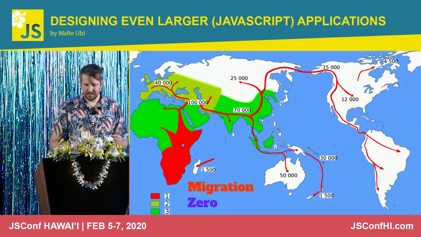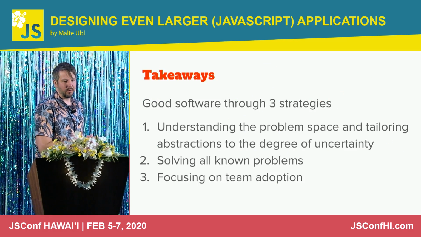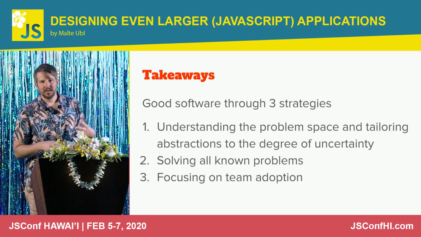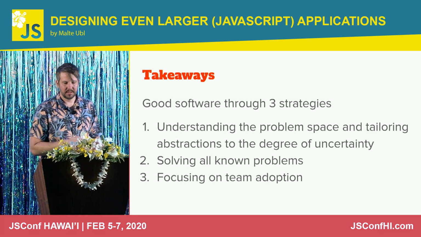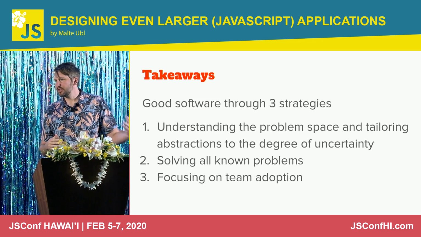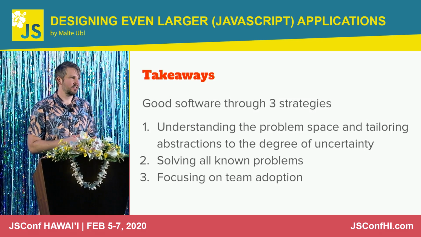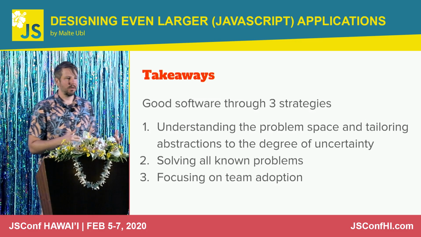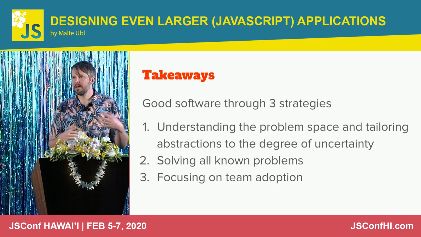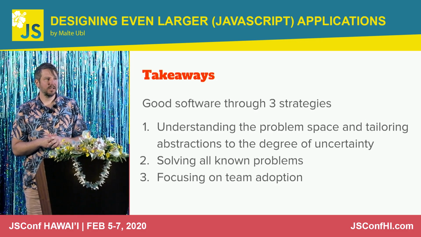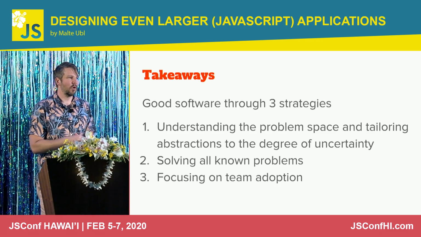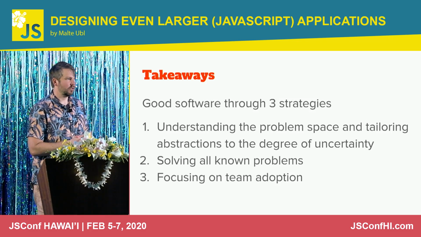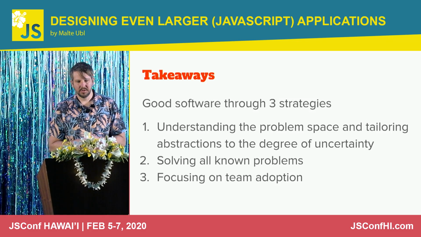Cool. These were the 3 things I wanted to talk about. Just let me summarize really quick. The first thing we need to do is understand the problem space and then tailor our abstractions to that degree of uncertainty. Even if uncertainty is high, we want to solve all known problems. You might remember that. Increase iteration velocity, make debuggability great, testability great, and have empathy with your users. And then finally, nothing here matters if you don't focus on team adoption. Make your software likable, focus on incremental adoption, and get those customer and migration 0 folks.